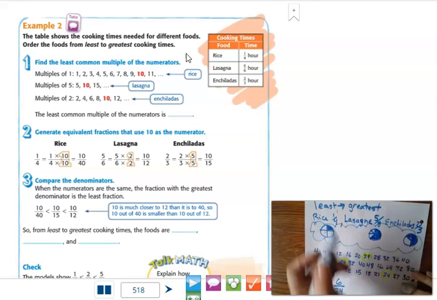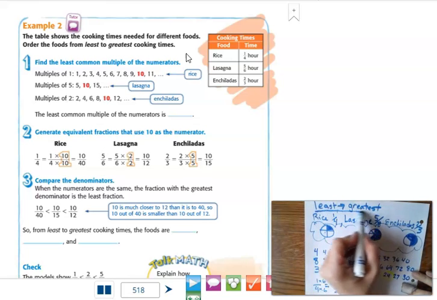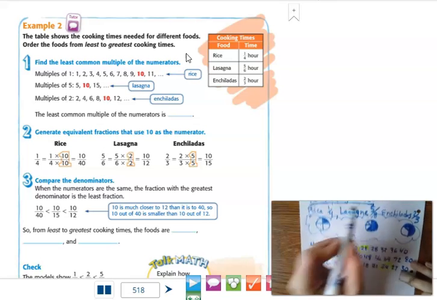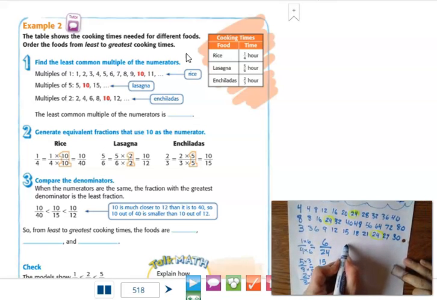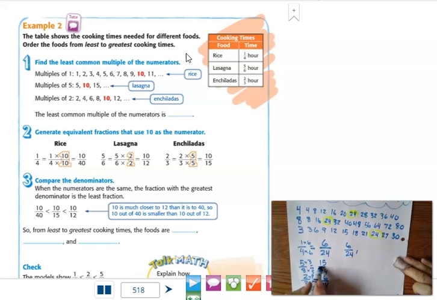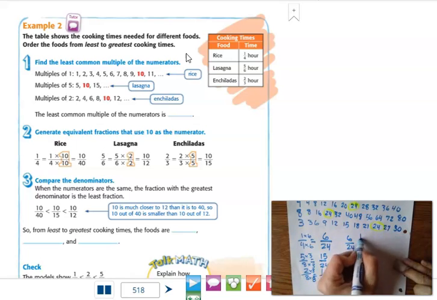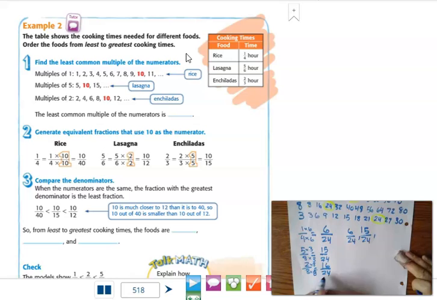And I need to put that in order according to what I put here, least to greatest. Okay, so 6 24ths is going to be the least. The next is going to be 15 24ths. And the greatest is going to be 16 24ths.